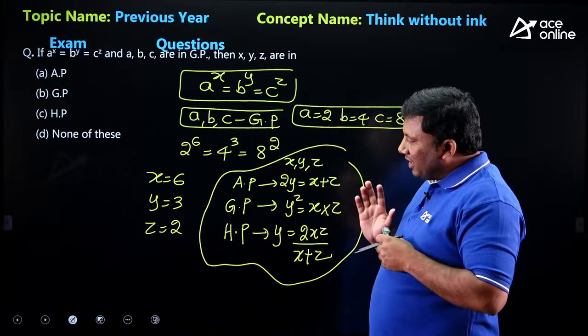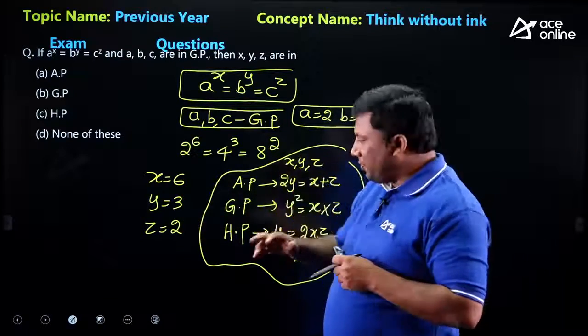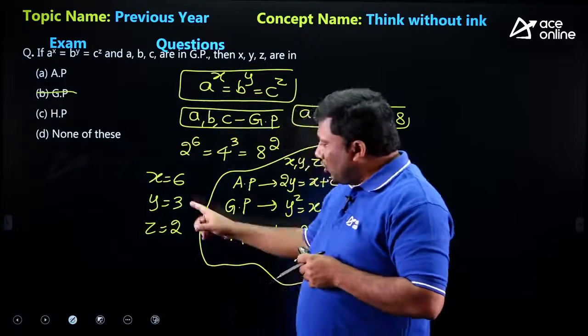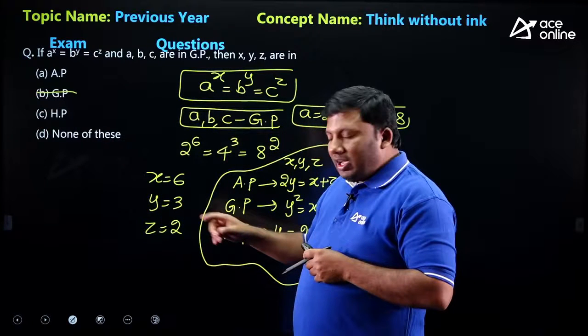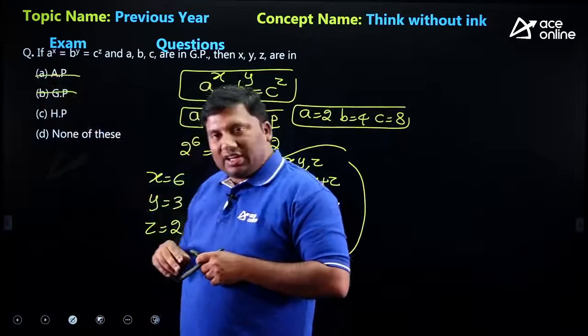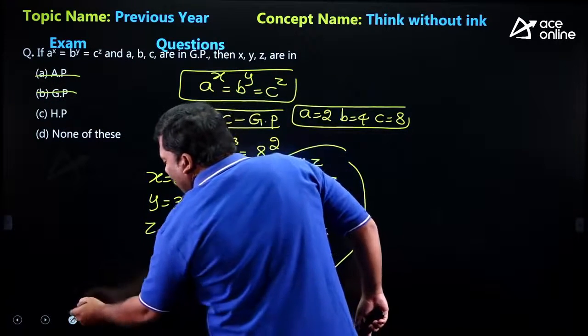Now if you see here, 3 square is 9, and 6 into 2 is 12, not possible. So the answer cannot be geometric progression. For AP, 2y, 2 3s are 6, and 6 should be equivalent to 6 plus 2, which is 8. It is also not possible. Let us check whether it is in harmonic progression.